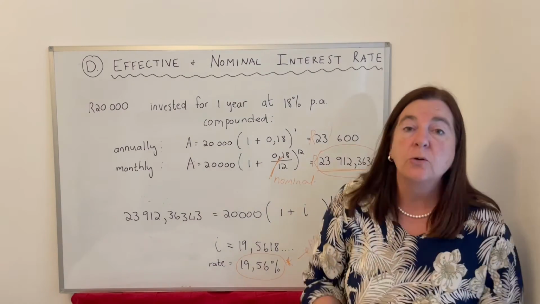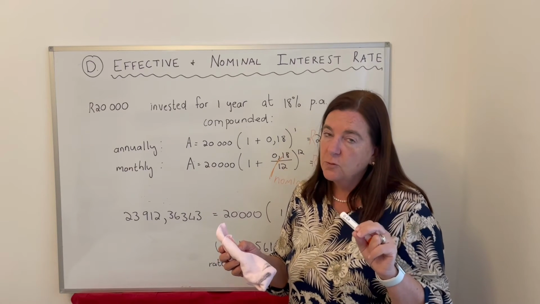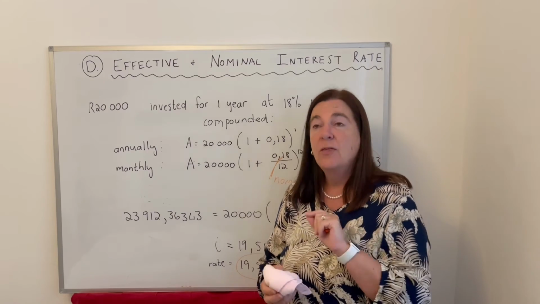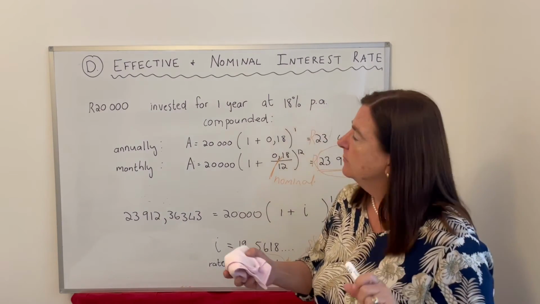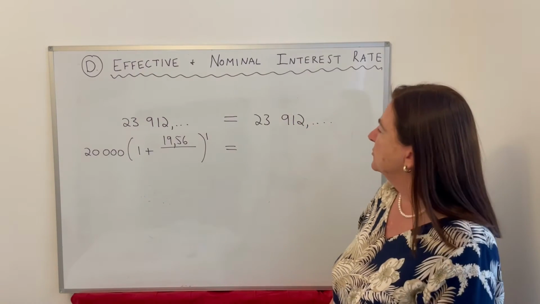I'm now going to show you the formula for this and where it comes from. It's not on your formula sheet. So this is a formula you have to remember. And once again, remember, if you understand, then you will remember a little bit better. Okay, we're going to carry on here with this effective and nominal interest.